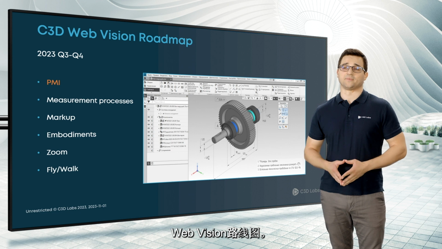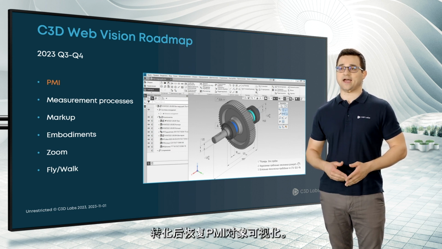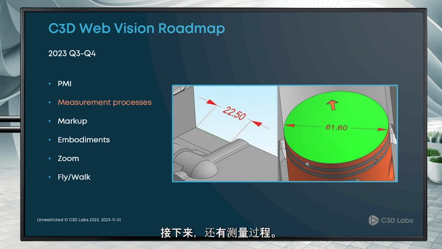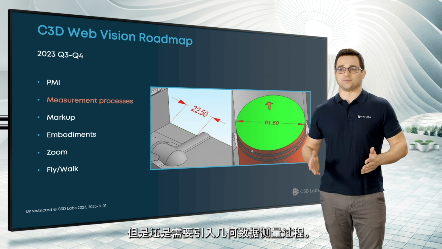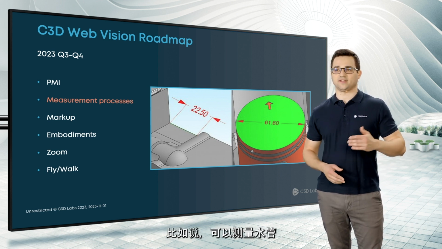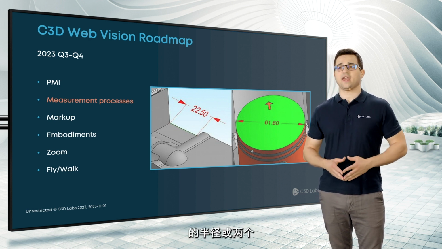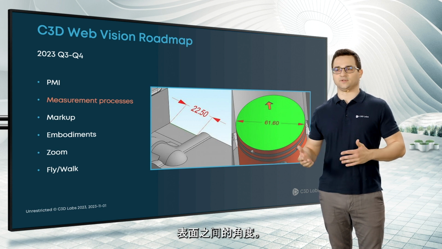Finally, we came to our Web Vision roadmap. And what can I say here? First of all, we have the main task to restore the visualization of PMI objects that come after the conversion. Next, let's talk about measurement processes. Before, I already announced that we have measurements by points in the current demo app version. But now we need to implement geometry measurement processes. I mean, if we have a pipe, we can measure its radius, or for example, two surfaces at an angle to each other, and we can also measure an angle between them.